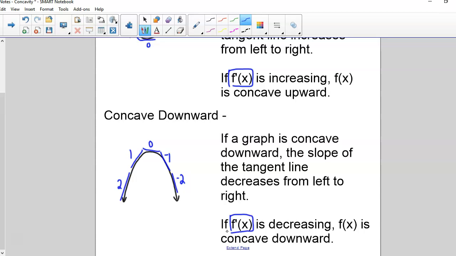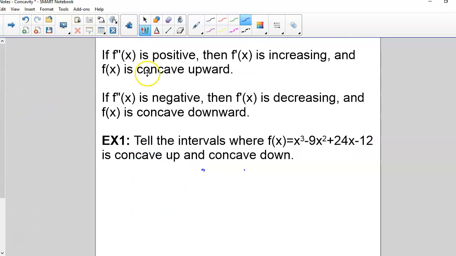And so if we want to know if something's increasing or decreasing, we look at its derivative, and so whether it's positive or negative. So if we want to know if the derivative is increasing or decreasing, we're going to look at the derivative of the derivative, which is the second derivative, right? So the main thing that you have to remember, if f double prime of x is positive, that tells you that the first derivative is increasing, which means f of x has to be concave up. And if the second derivative is negative, that tells you that the first derivative is decreasing, which means that f of x has to be concave downward.